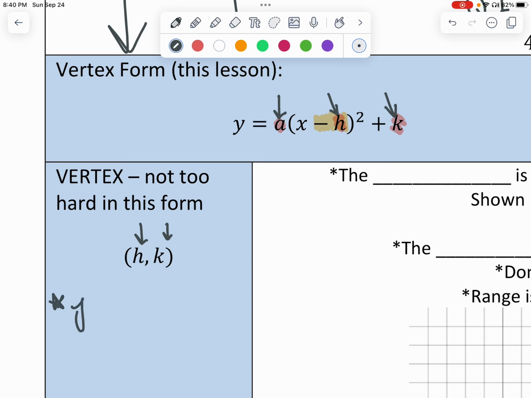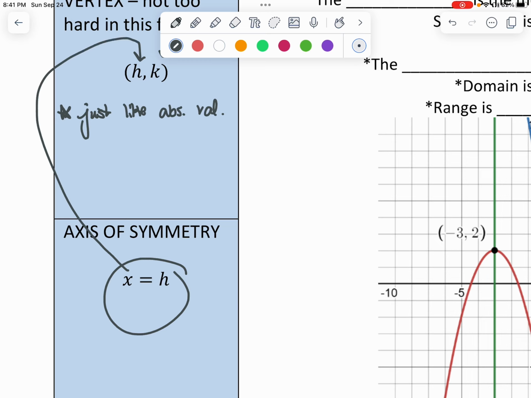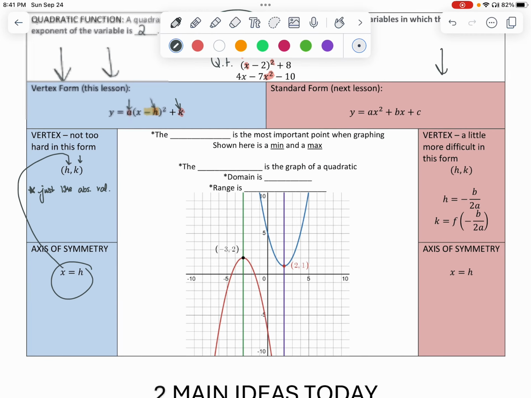So just like chapter 2, section 7, when we did absolute value. I'll just write absolute value. So as long as you understood how to graph absolute values, these are going to be pretty simple for you, because the vertex is your first step. The axis of symmetry is always x equals h, just like it was in absolute values.